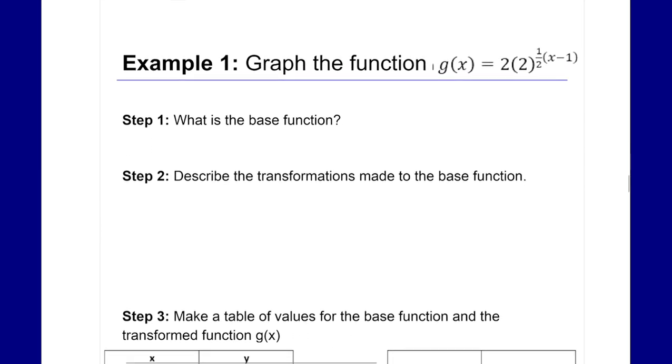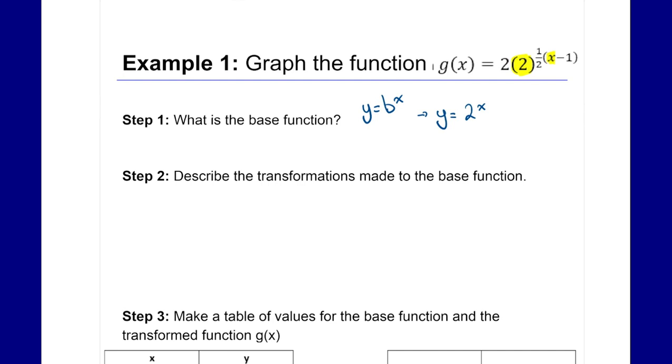So let's go through and look at an example. We want to graph the function g of x is equal to 2 times 2 to the power of 1/2 x minus 1. This is a different step than what we've had to deal with before. We want to figure out what the base function is. Remember, the base function was in the form y equals b to the power of x. If I look at this function, the 2 is the number that is raised to an exponent. So that 2 is our b, the base of this exponential function. So our base function is actually y equals 2 to the power of x.